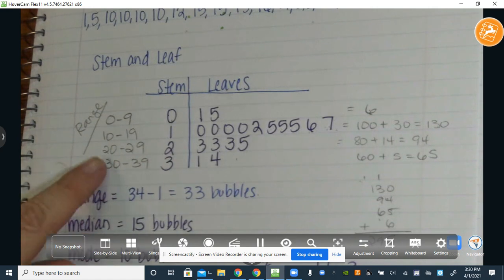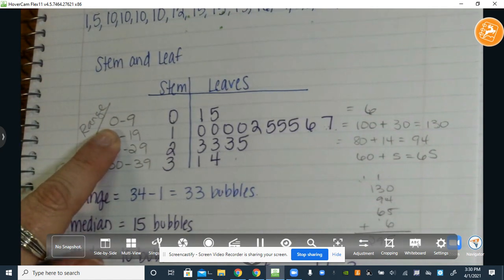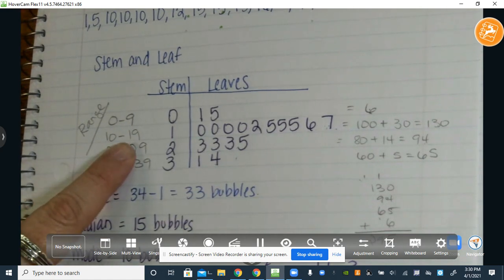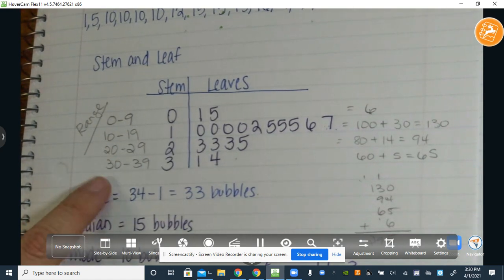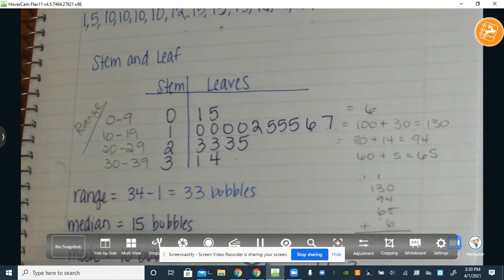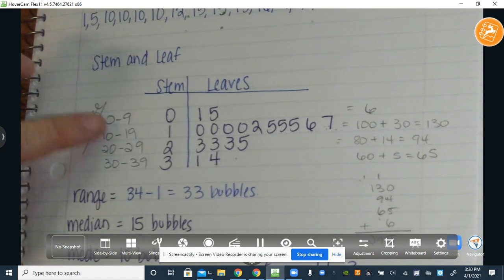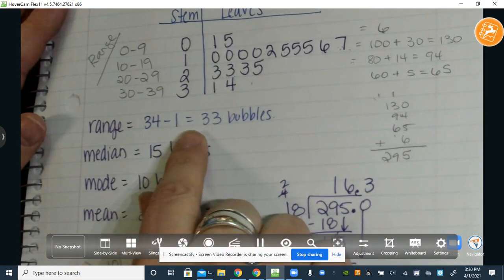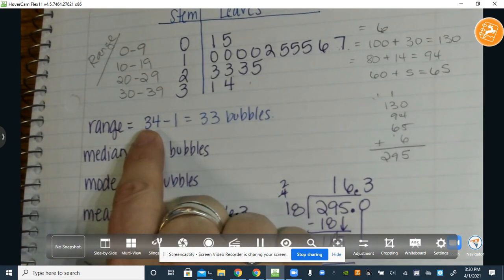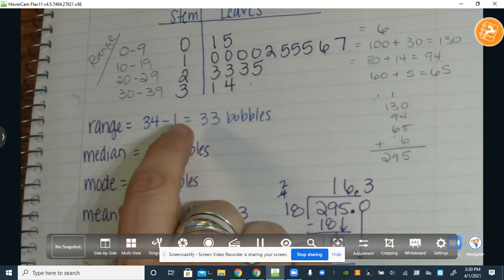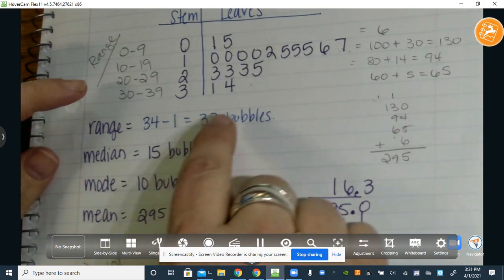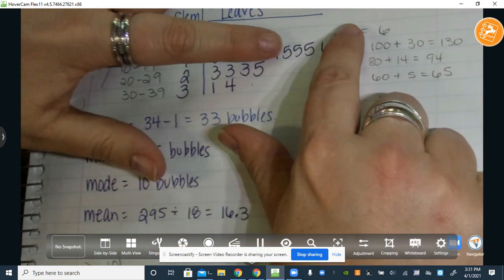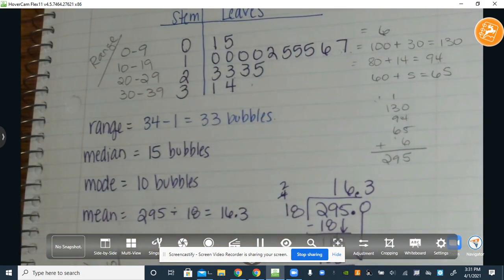Our ranges were over here: 0 to 9, 10 to 19, 20 to 29, and 30 to 39. And this is going to help us when we make our frequency table down here. So this kind of goes along with our frequency table. And with this data, we were able to find the range. We were able to subtract the high and the low. We were able to find the median. We crossed off a high and a low each time and got to the middle number, and it was 15.